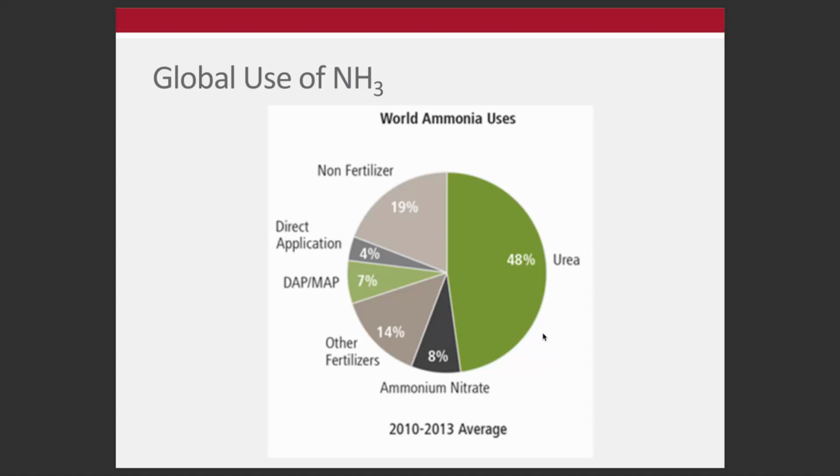Ammonia can be turned into urea, ammonium nitrate, and other fertilizers. Here we see that on a worldwide basis, maybe 20 to 25% is used for non-fertilizer sources. So the vast majority of this is produced to manufacture nitrogen fertilizer or other types of fertilizer that has nitrogen in it, and just a small percentage goes to other, maybe non-ag, sources.